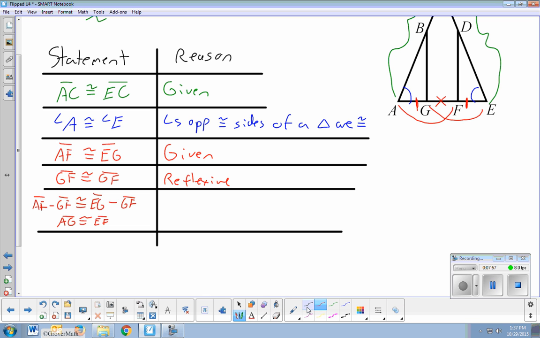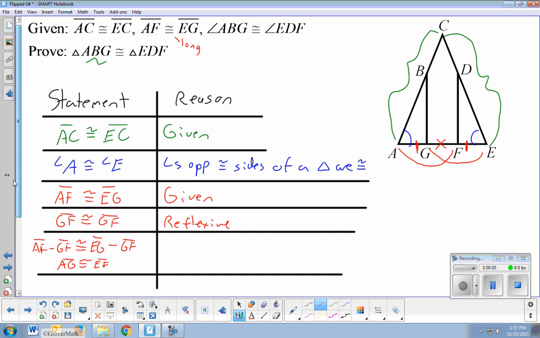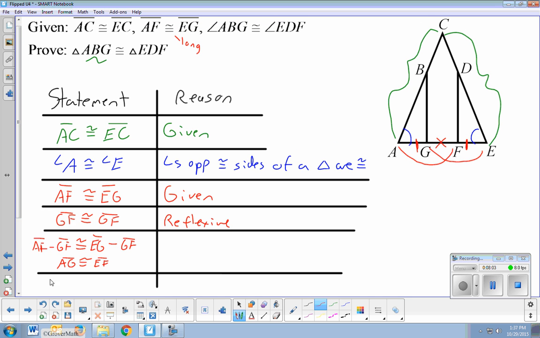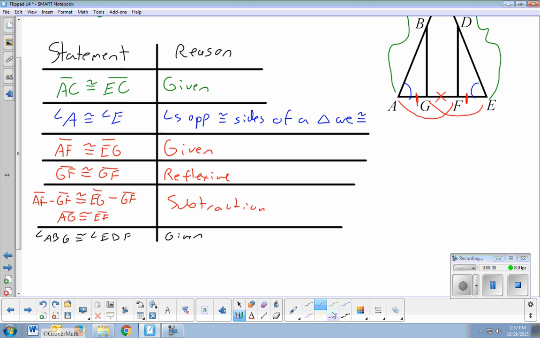So it's time to take a look at what's going on with our next given here. Lastly, you're given angle ABG is congruent to angle EDF. That's given information. I just realized I never wrote subtraction up here. And so where are those angles? ABG, that's up here, and EDF is up here. That's an angle congruence of your triangles. You don't need to do anything with that.